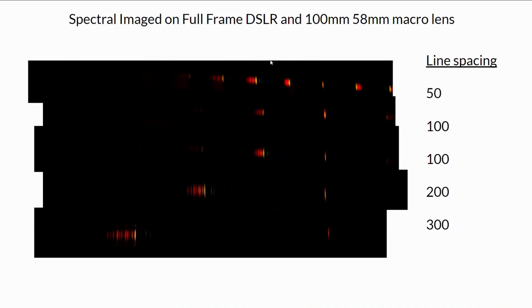And again, here are the spectra imaged on a full frame DSLR. This is a Canon 5D, so it's a full 35 millimeter DSLR imaging with a 100 millimeter, 58 millimeter macro lens. This gives you an idea how much is spread based on the line length. Again, this is putting the grating in front of the aperture, so this is objective lens diffraction.